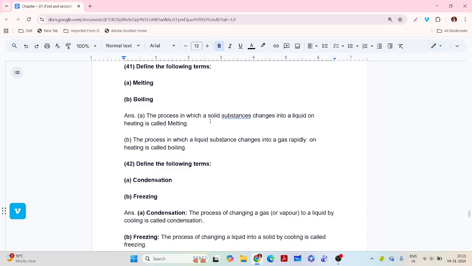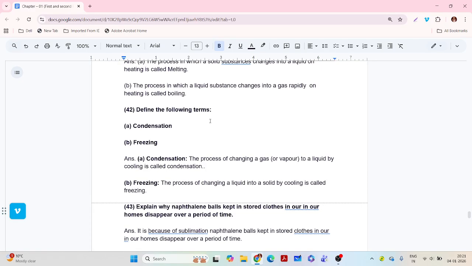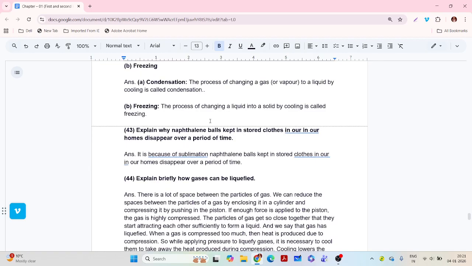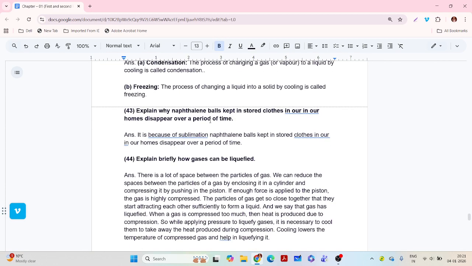We had read a table like that. It's just about that. Explain why naphthalene balls kept in stored clothes in our homes disappear over a period of time. This happens because it undergoes the process of sublimation. Explain briefly how gases can be liquefied.